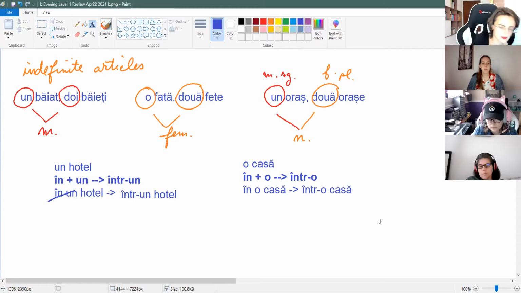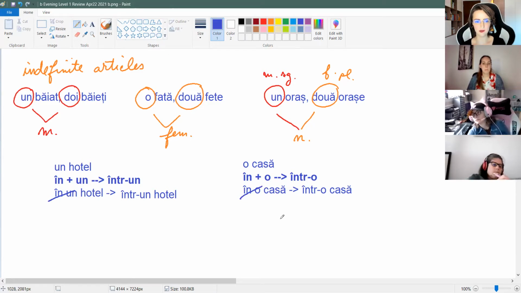So let's cross this one too. And you will have this in the test also. So pay attention whenever you have în followed by un or o, then it's într-un and într-o.